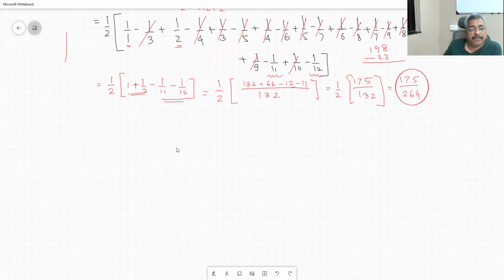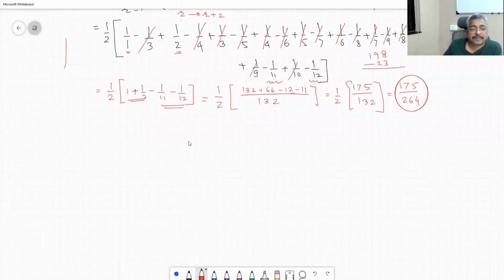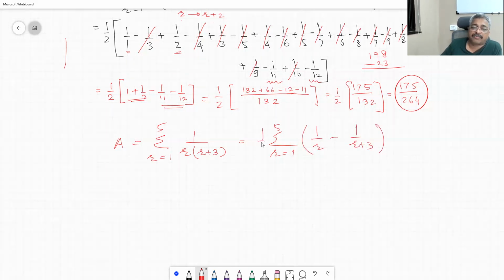Suppose I give you a problem looking like this now. Sigma 1 upon R into R plus 3, R goes from 1 to 5. Then of course what you will do is sigma R goes from 1 to 5, 1 upon R minus 1 upon R plus 3. Correct? And then this 3 will get into 3 minus 1, so half.